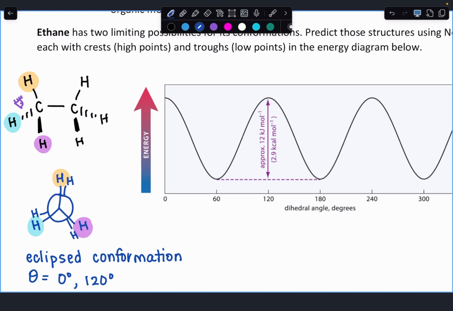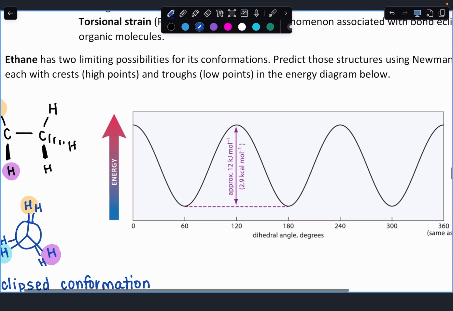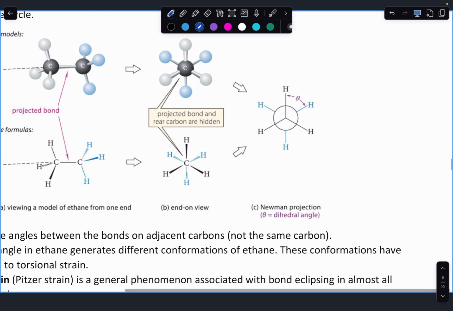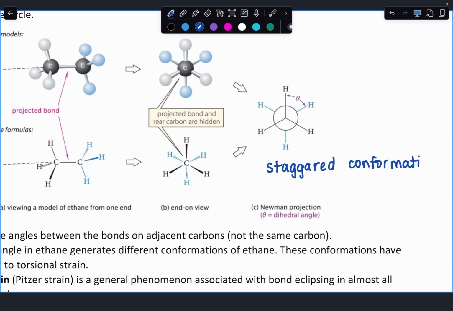So this is eclipsed, what we drew up there. This is a staggered orientation, a staggered conformation. Dihedral angle is 60 and 180 degrees. So what this is showing right here is the 60-degree bond angle. This would also be 60. And then if you compare this one to the one opposite, that would be 180.